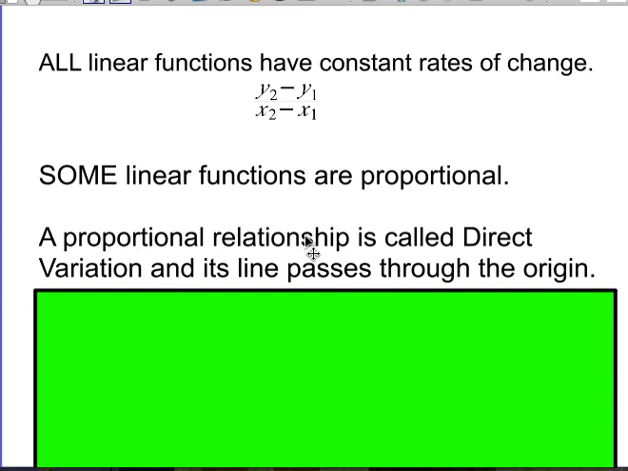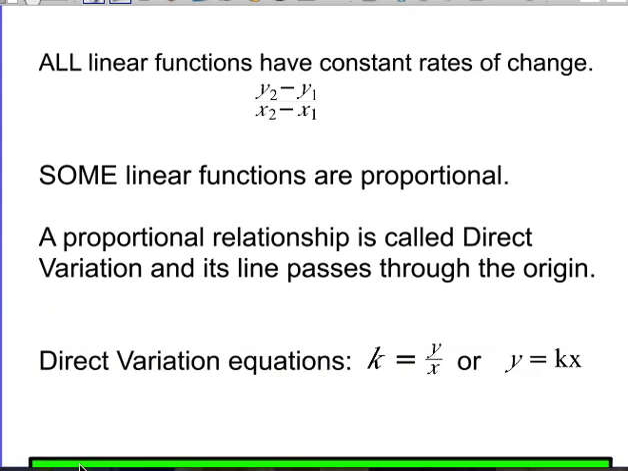So if a linear function doesn't go through the origin, then it's not proportional? Yes. If it doesn't go through the origin, it's not proportional. It's still linear, it still has a constant rate of change. That's when you'll use this formula for sure. If it doesn't go through the origin, you have to use this formula, okay? If it does go through the origin, then you can use the k equals y over x formula. And then if it's a direct variation and you have to find some other piece of information, you can use the y equals kx formula, okay?